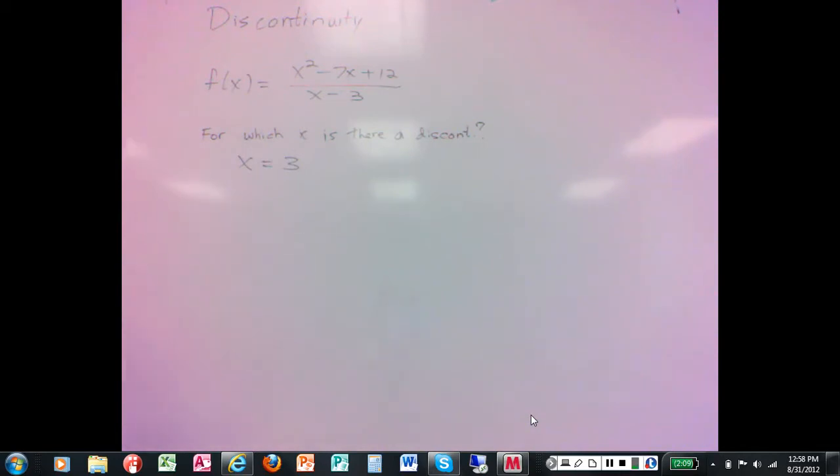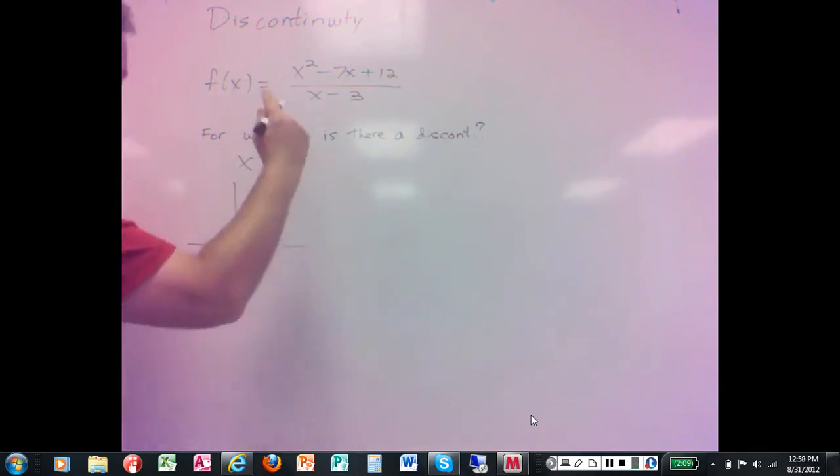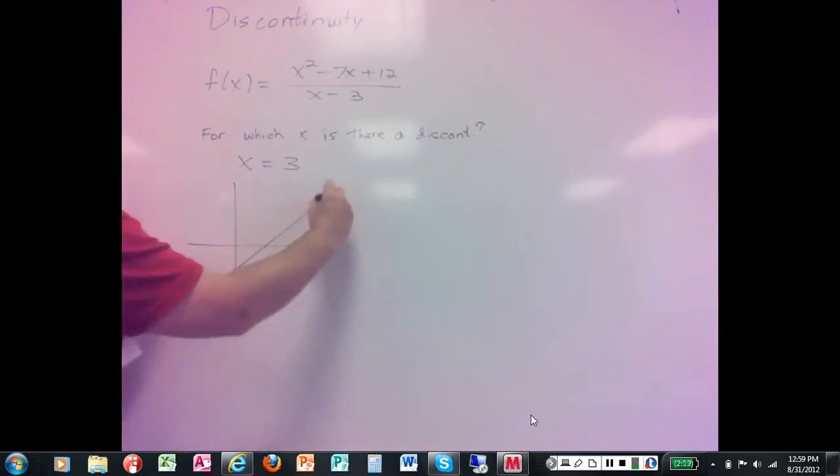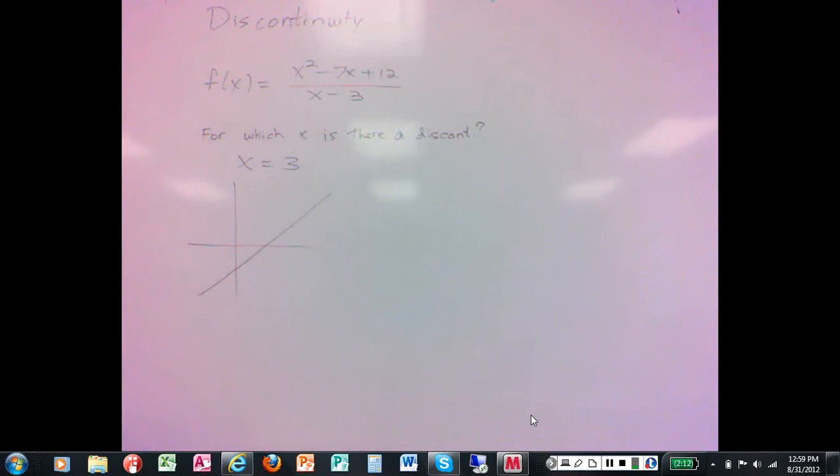But here's what I wanted to point out. If we look at the graph of this, x squared minus 7x plus 12 divided by x minus 3, it looks like just a straight line. However, we do know at 3 there is a discontinuity.